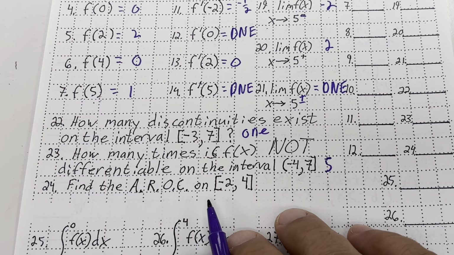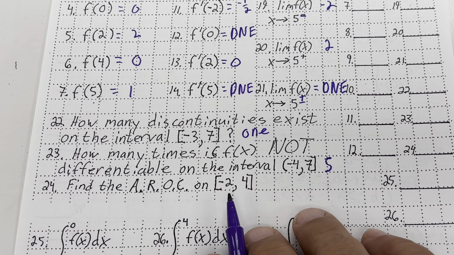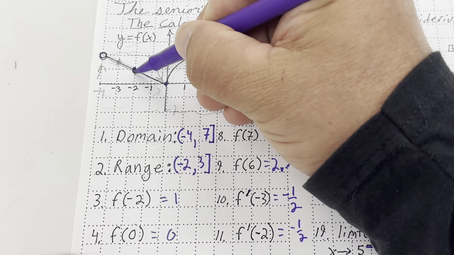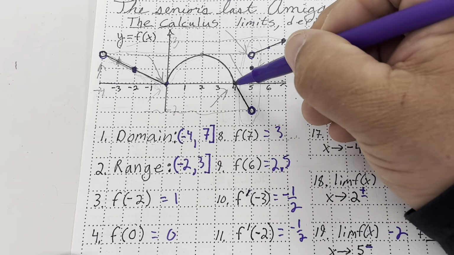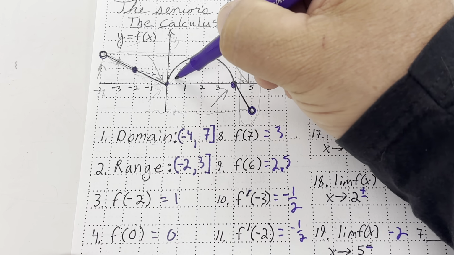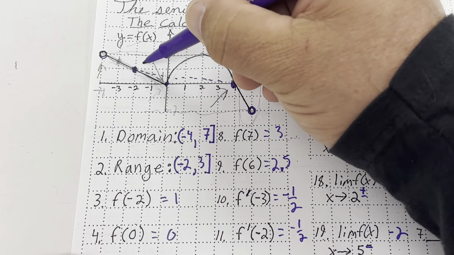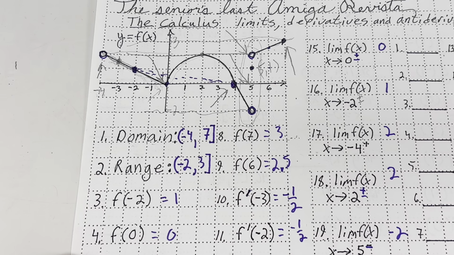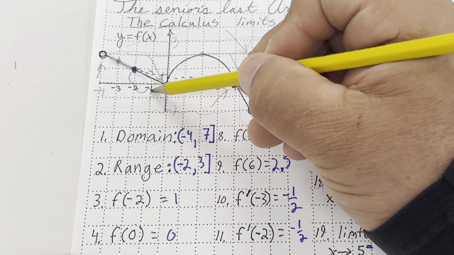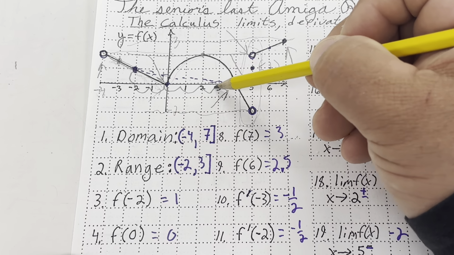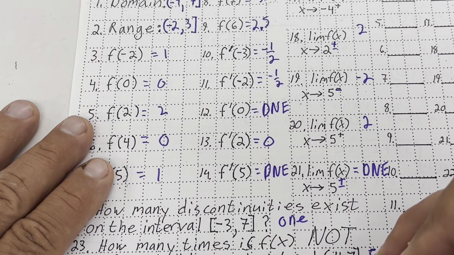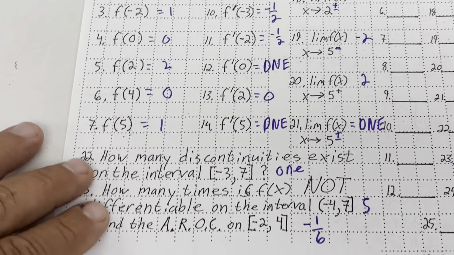Find the average rate of change on the closed interval from -2 to 4. So at -2, I have a value here. I'm going to put a dot. At 4, I have a value here. I'm going to put a dot. And I want to calculate the slope connecting those 2 dots. So to get from -2 to 4, I have to go down 1 over 1, 2, 3, 4, 5, 6. So the average rate of change is the slope of -1 over 6.